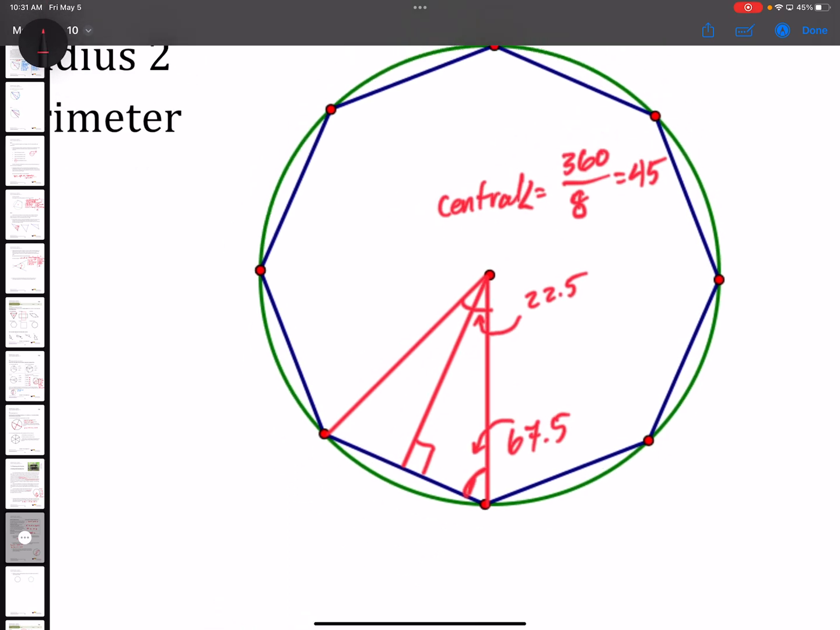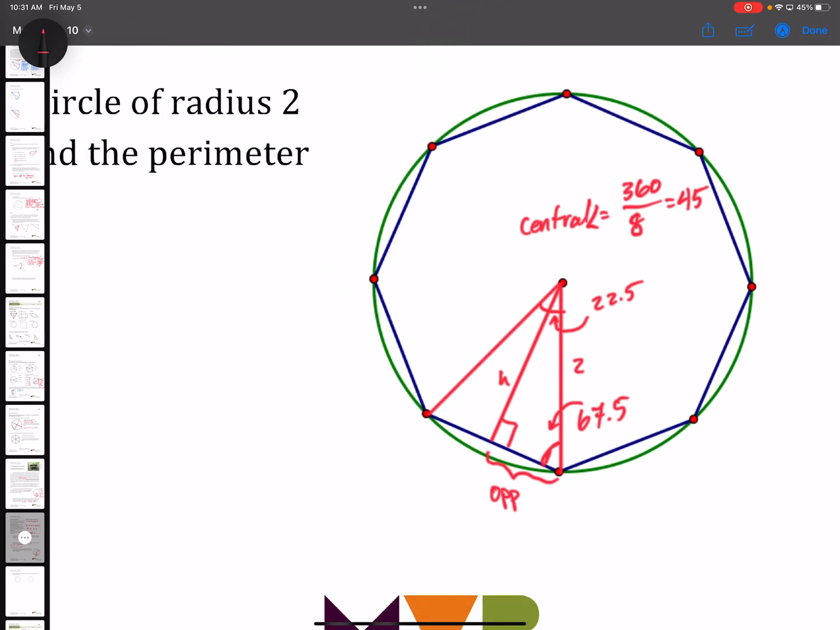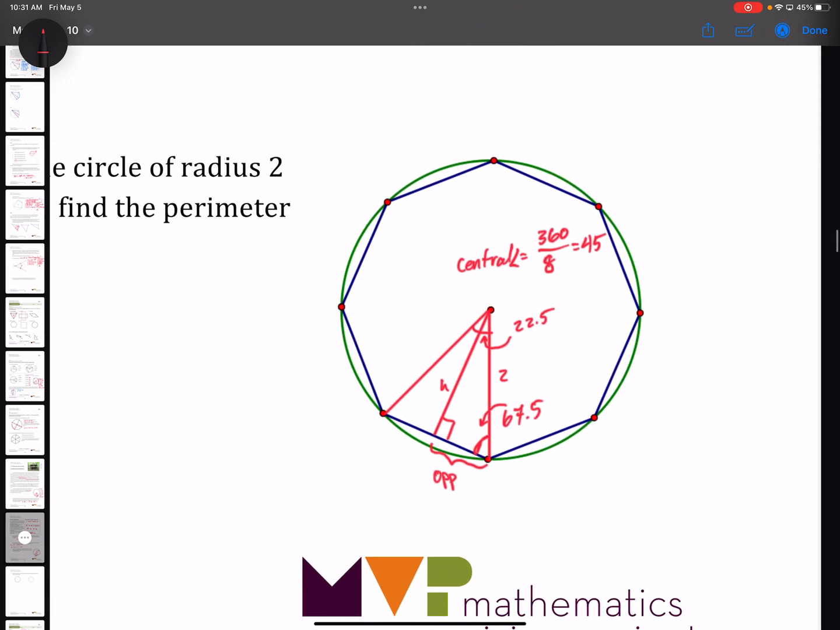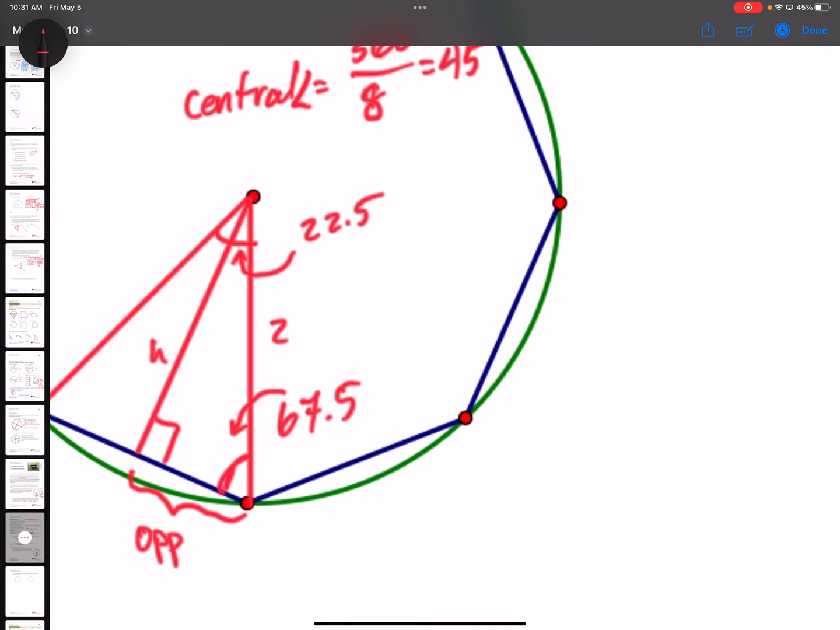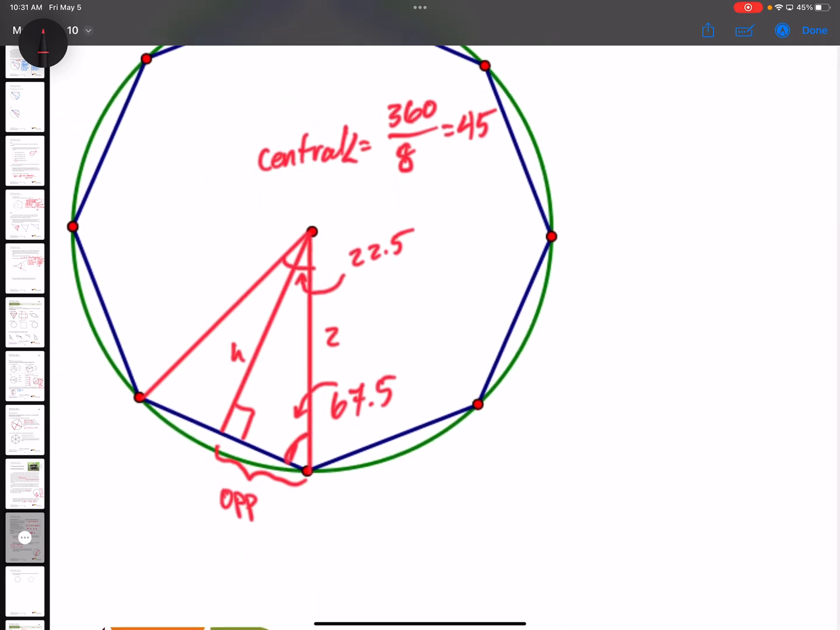Okay. So we know that the radius is 2. We don't know what the height is or the opposite side. Use trig. Very good. So what trig should we use? What do you want to find first, the opposite side or the hypotenuse? Let's find the height first. So what should we use to find the height?